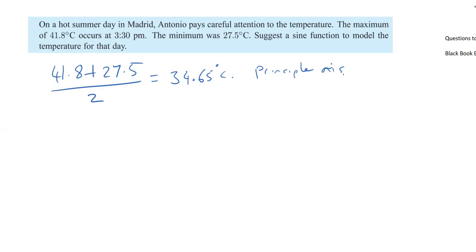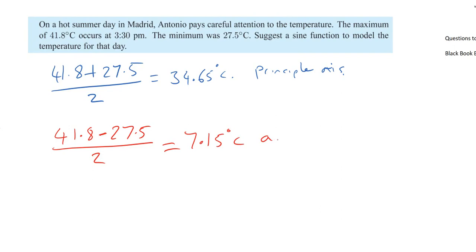All right, so that is going to be where we have our principal axis. Okay, next thing, the amplitude of this thing. Well, if we take that maximum and minimum and find the difference between them by doing 41.8 minus 27.5, that's going to give us the difference between the max and the min. So if we divide that by 2, we're going to have the amplitude of the wave. So that's 7.15 degrees Celsius. So that is going to be our amplitude.